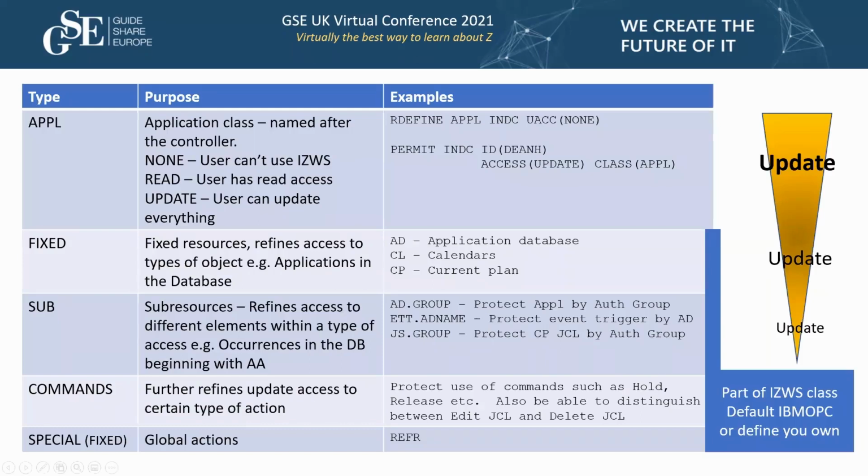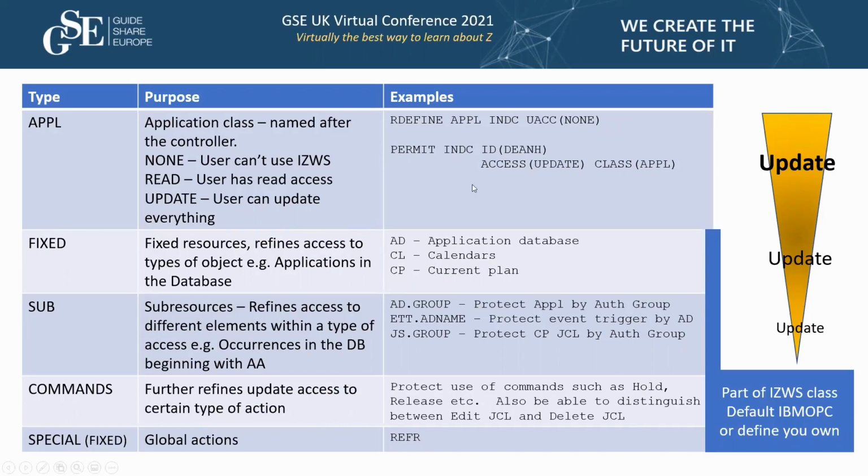So, complicated table, but I'll try and make it easy now by talking around it. There are all sorts of different elements to ICWS security. And these first three here are what I would call a cascading level of update access. So the first thing is the application class. This is a standard RACF class, and the resource concerned for your controller will be the name of the controller. So you'll do an RDefine for the APPL class for your controller name with a UACC of none. This means nobody can get into your controller at this point.